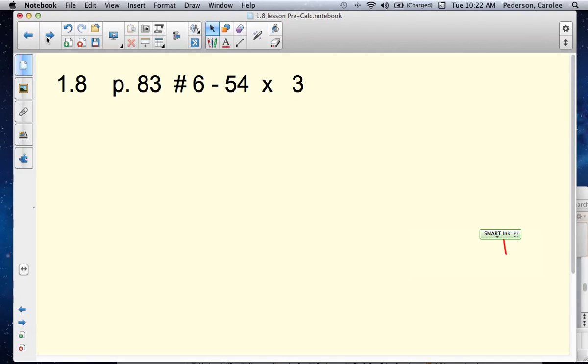Here's our homework for today. It's a little bit lengthy, a little lofty, so you will have more homework tonight. 1.8, page 83, 6 through 54 by 3.